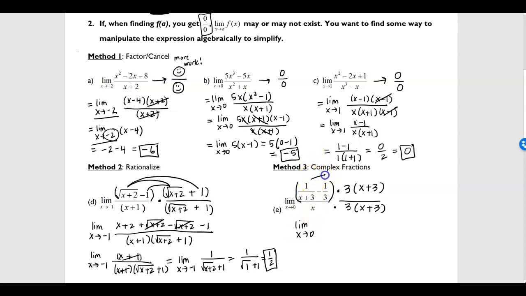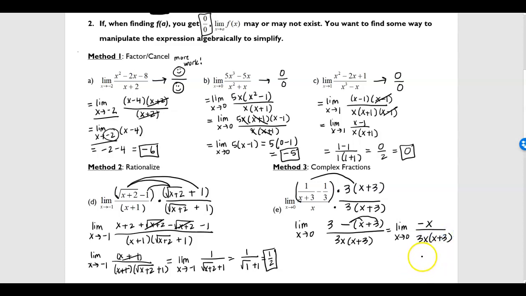You do have to make sure to distribute up here. So 1 over x plus 3 times x plus 3, the x plus 3's would cancel, so I would just have 3 minus 1/3 times 3 times x plus 3, the 3's would cancel, so I have minus the quantity x plus 3, be careful with your signs there. And then my denominator I can just multiply straight through, 3x times x plus 3. Now I can simplify that some more. Limit as x approaches 0, 3 minus x minus 3, distribute that, so I just am left with negative x over 3x times x plus 3.